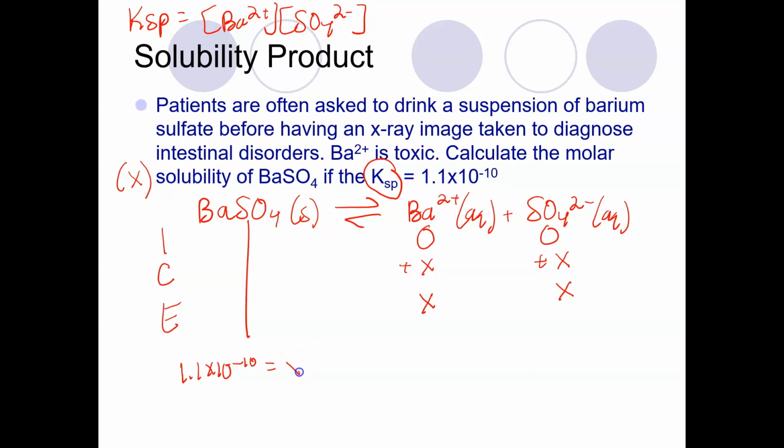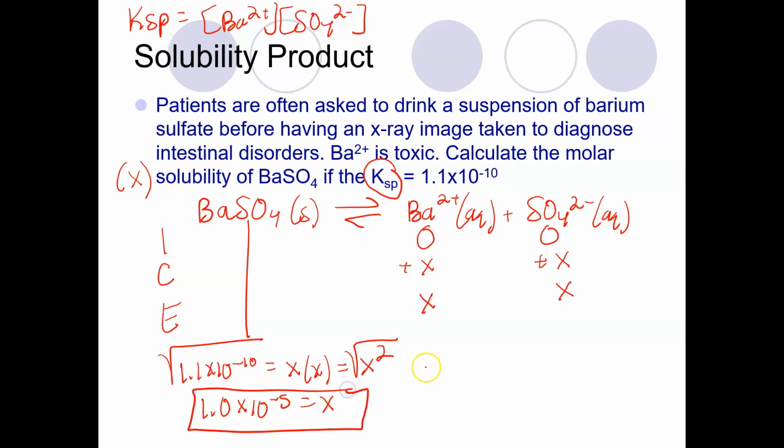X in for barium, X in for sulfate, which X times X is X squared. So I'm going to square root both sides. And when I do that, I get 1.0 times 10 to the negative 5th is equal to X. So that's the molar solubility. In other words, the barium ion, because I don't care about the sulfate so much, but the barium ion is going to have a 1.0 times 10 to the negative 5th molarity. Okay, so that's how much barium would dissolve in your body.